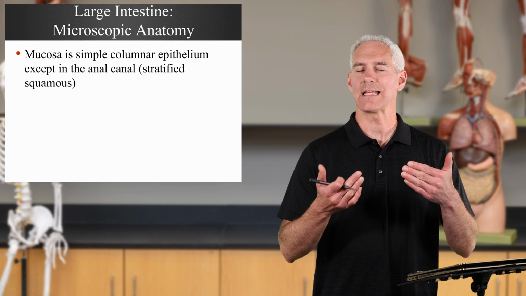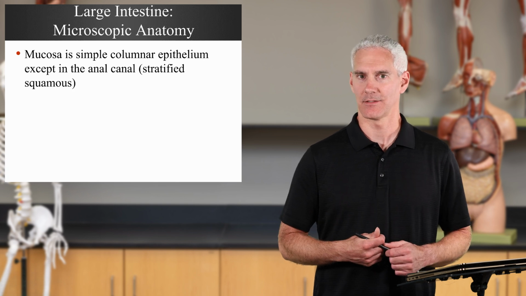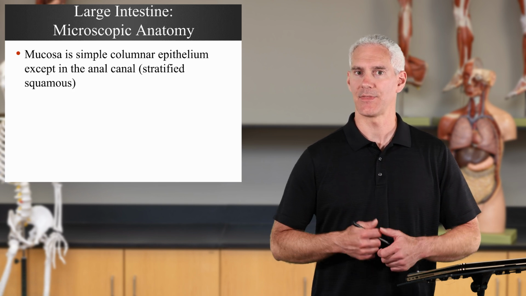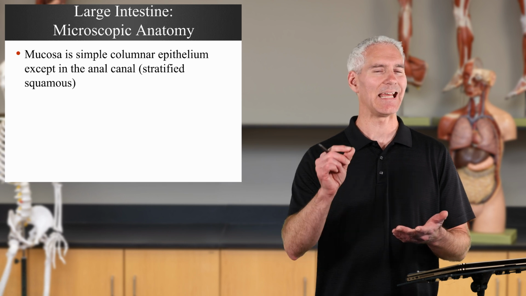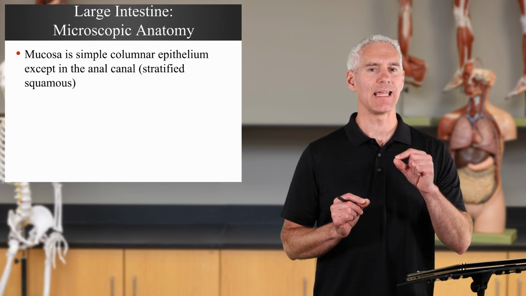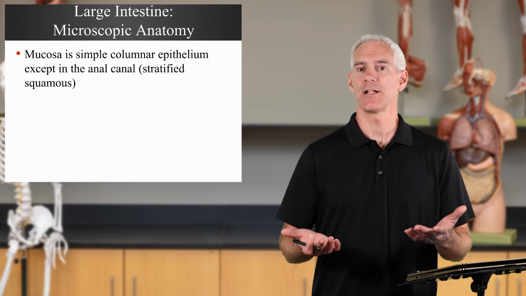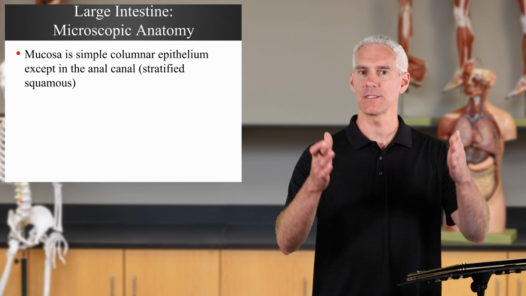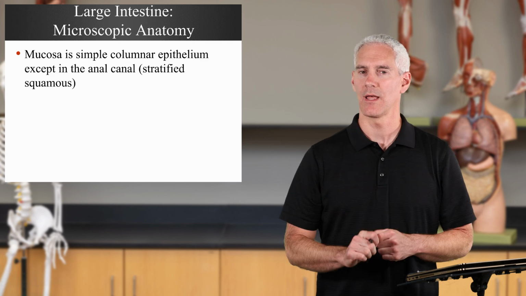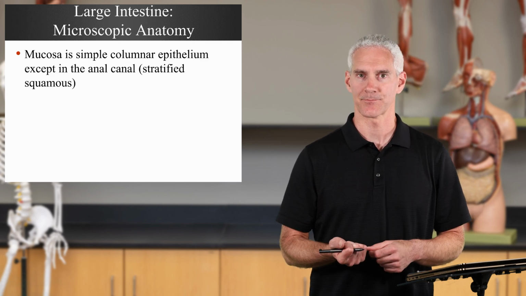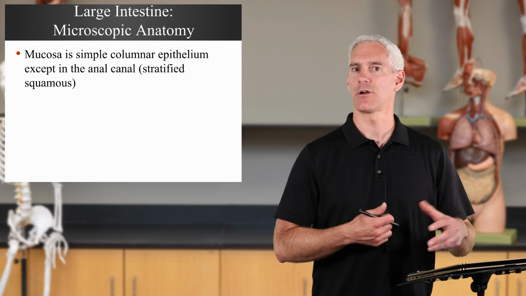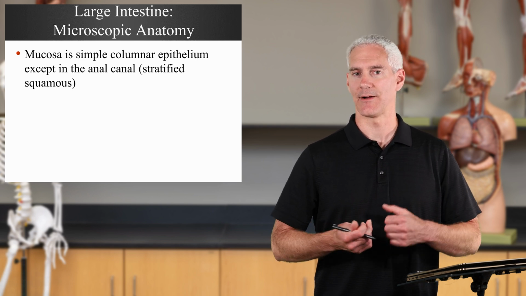First thing is, what is the actual epithelium? We're looking at simple columnar epithelium for most of it, except in the anal canal, where we're looking at stratified squamous. Stratified squamous, because at that point the tube is a little more narrow and there is more abrasion, so if you're trying to protect the underlying tissues, hence the stratified squamous.